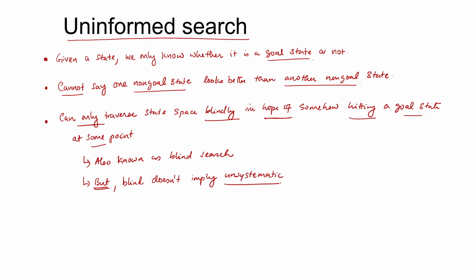Okay. We are not implying unsystematic as part of this. It's blind, that means you are traversing blindly, you are hoping to hit a goal state, but it is still systematic. So, one of the first ones we talk about at this point is the breadth first search. Okay. And let us quickly see what is a breadth first search.